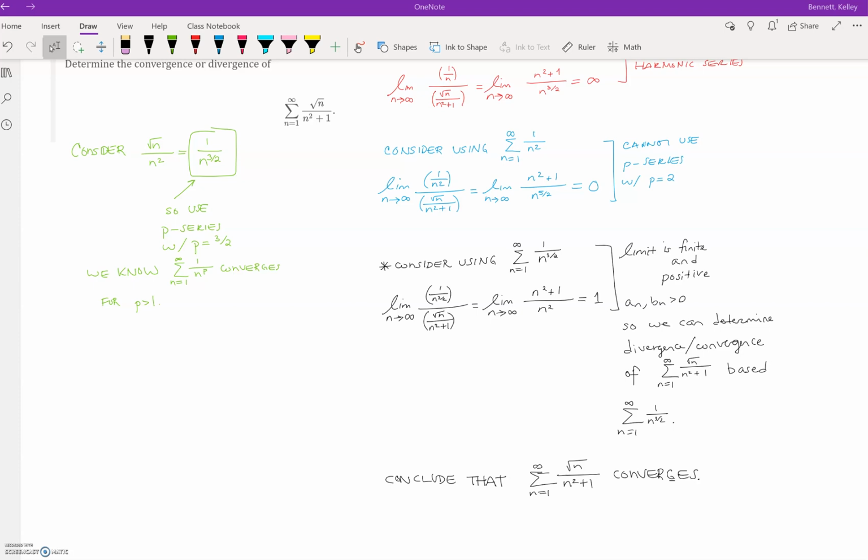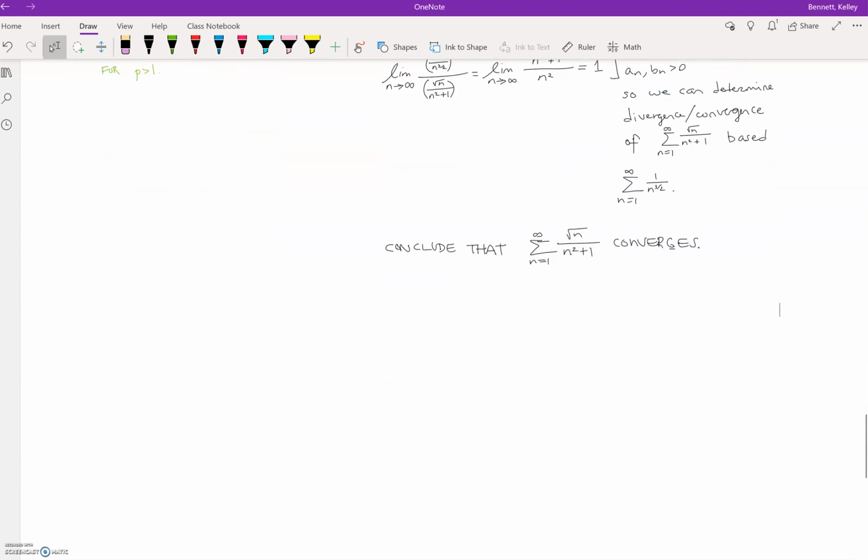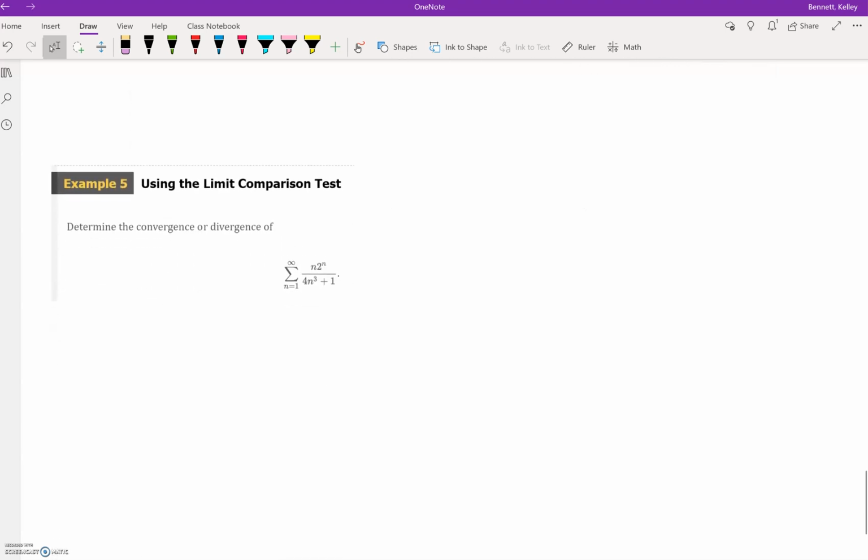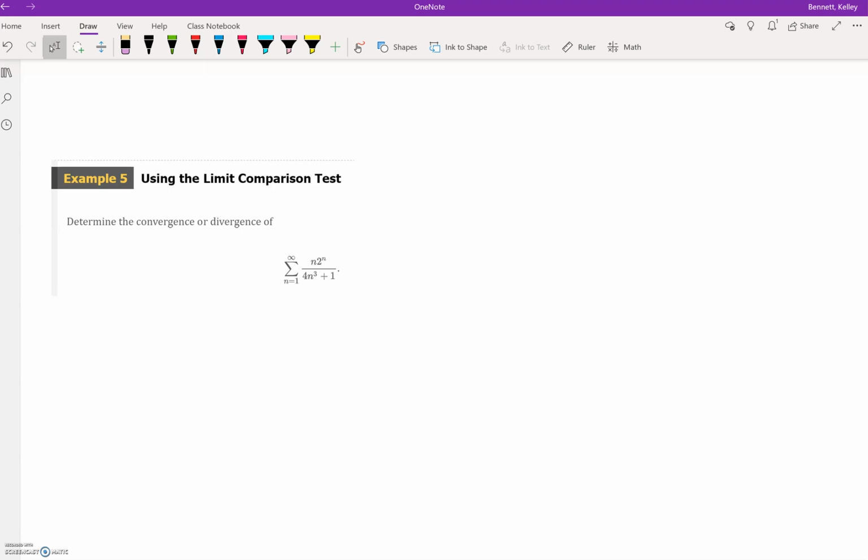So for our last example, it's not going to be as straightforward as the ones that we've done. There's going to be an intermediate step. So what we're going to do as far as choosing a series to which to compare this, we're going to kind of mimic what we did previously. We're just going to look at the leading terms in the numerator and the denominator.